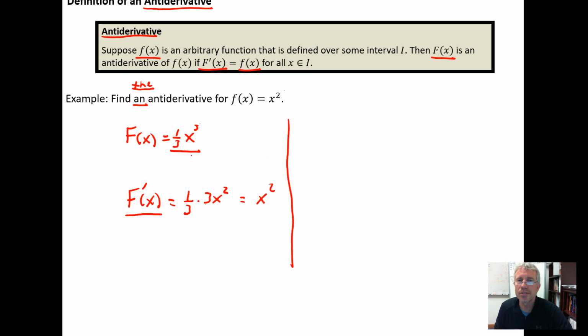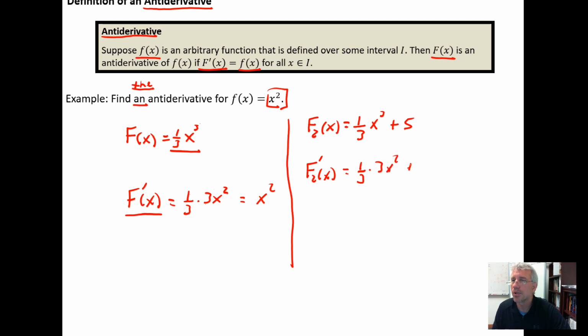What we want to notice, though, is that this answer isn't unique. So, for example, I could make another guess for the antiderivative of x squared. I'm going to guess that the antiderivative is 1/3 x cubed plus 5. And then we could check our work and say, hey, is this an antiderivative of x squared? Well, to check your work, you take the derivative of your guess and see if you get the x squared back. In this case, the derivative would be 1/3 times 3x squared plus the derivative of 5, which is 0. So I wind up still getting just x squared. So this is also an antiderivative of x squared.